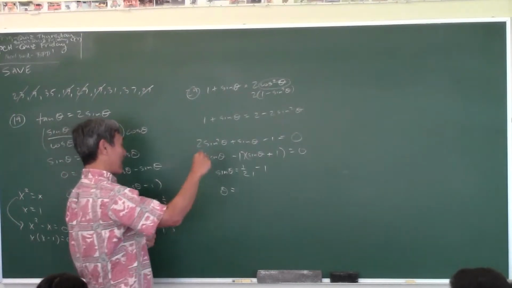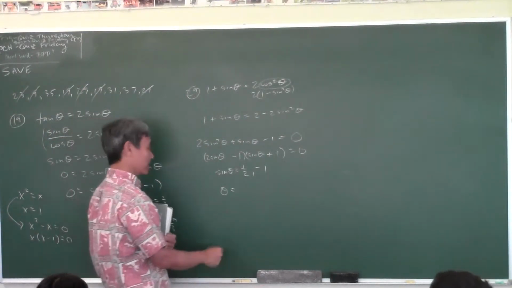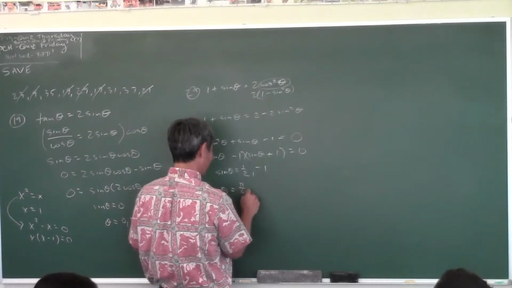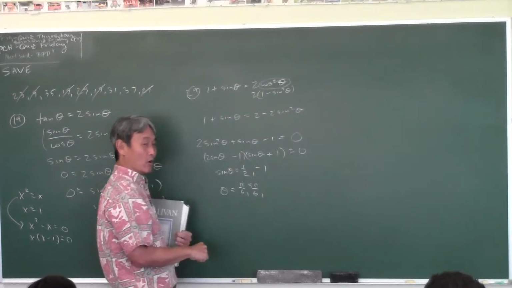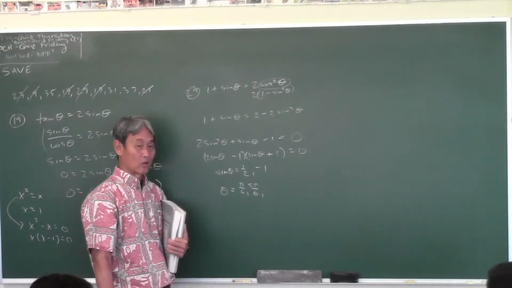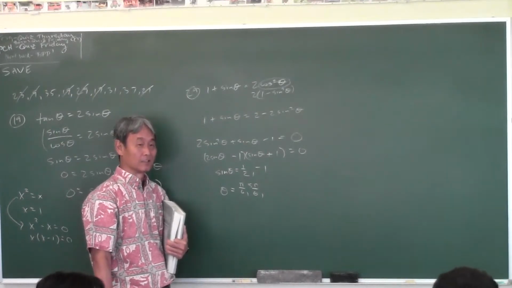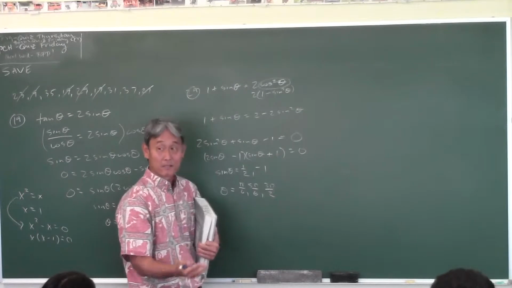Okay, sine theta is 1/2. Boom. Okay, but close enough. Pi over 6, 5 pi over 6. Sine theta is -1. No, that's cosine. No. Okay, yeah. 3 pi over 2. See, we're not playing this game enough.